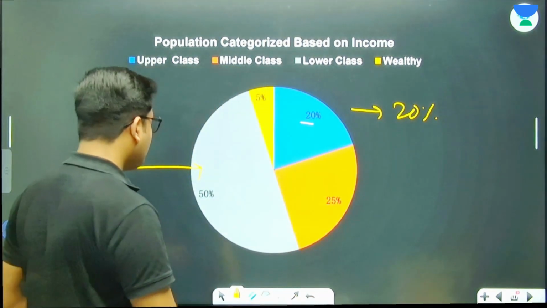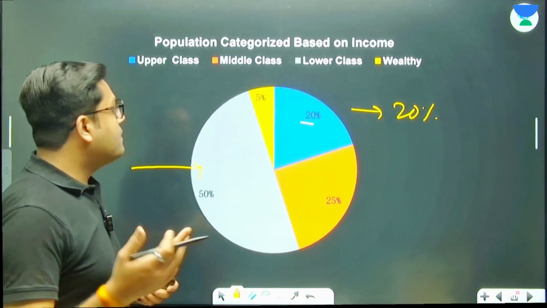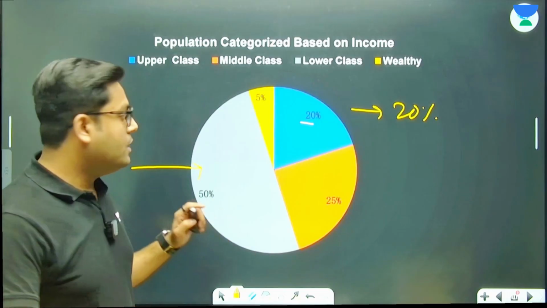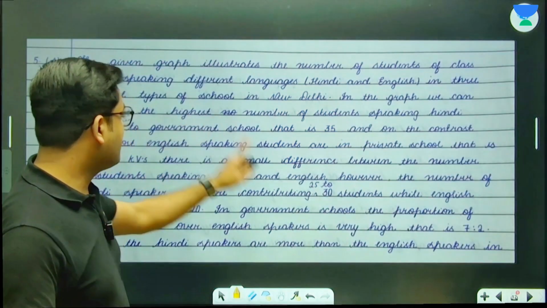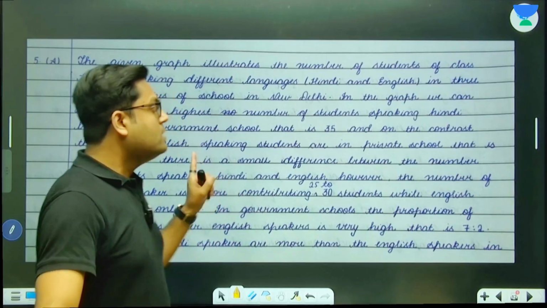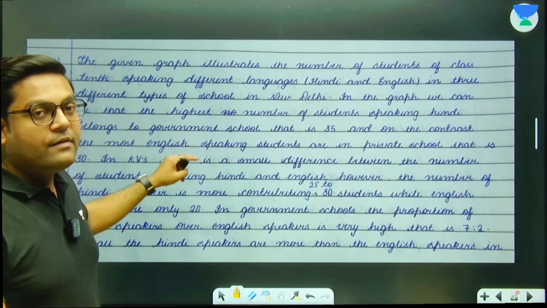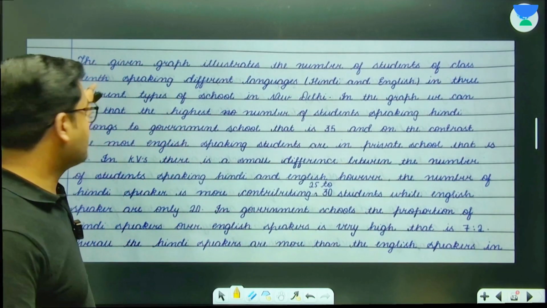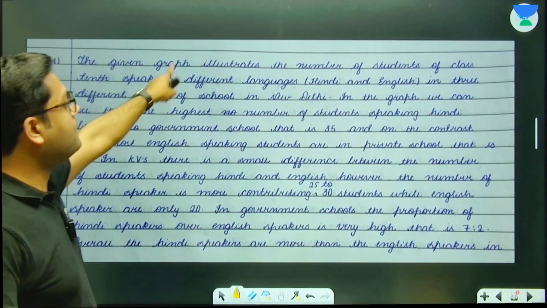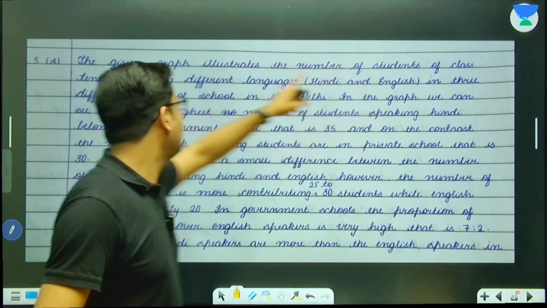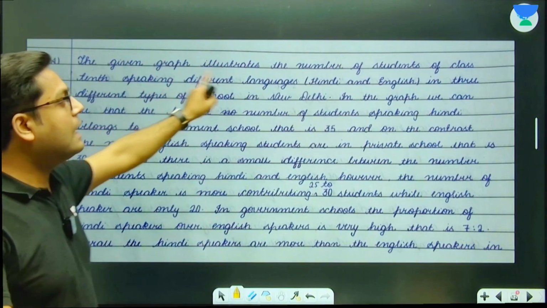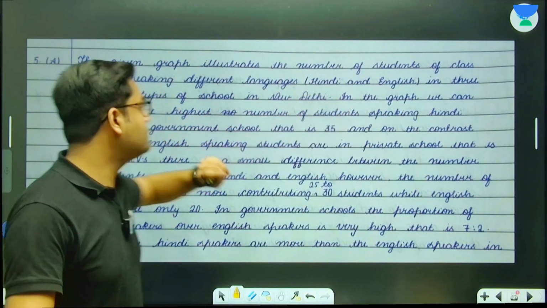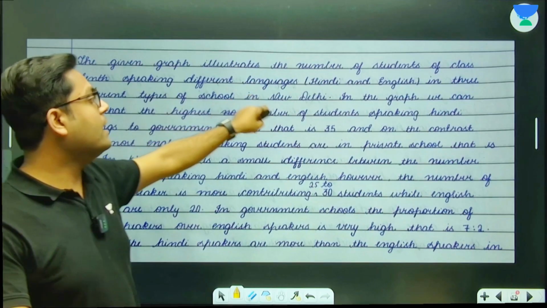All right, let's go. Now there is another answer sheet of a student who has written this particular analytical paragraph. See, in this particular paragraph, she has started with the introduction by saying that the given graph illustrates the number of students of class 10 speaking different languages as Hindi and English in 3 different types of schools in New Delhi.